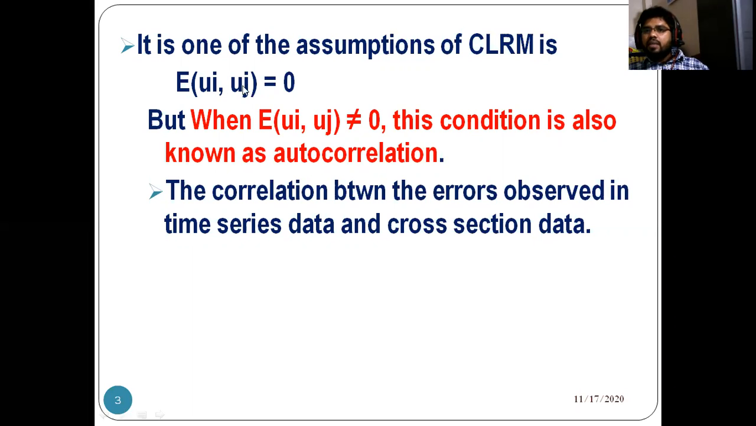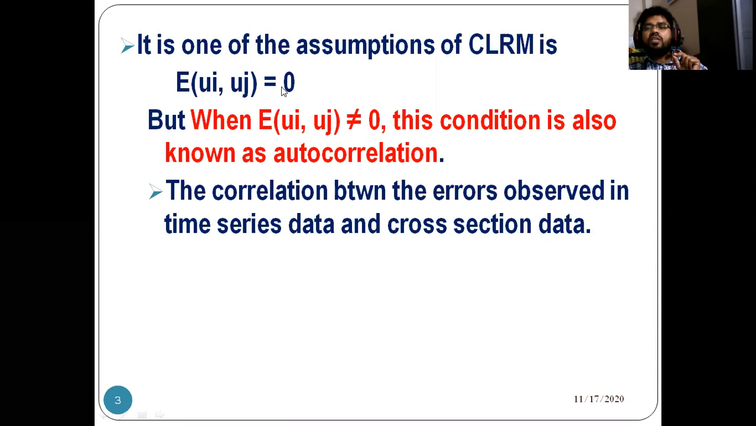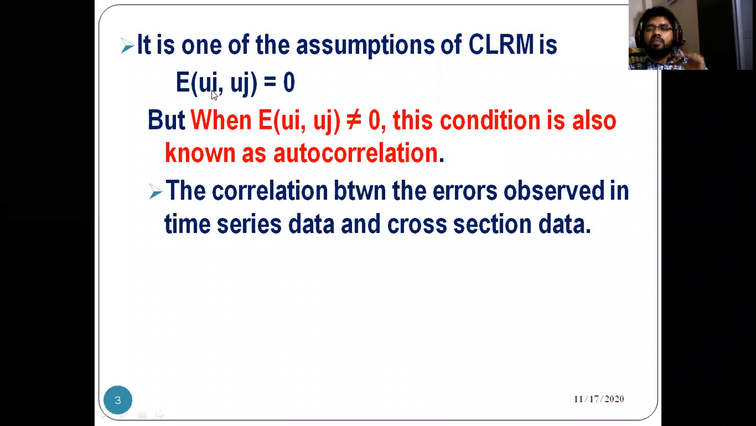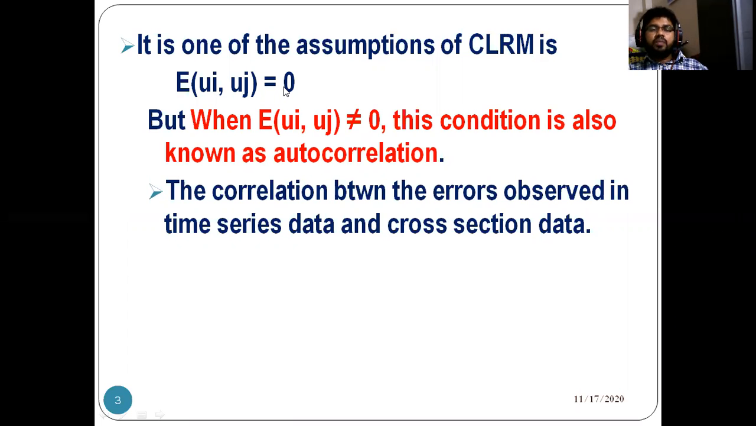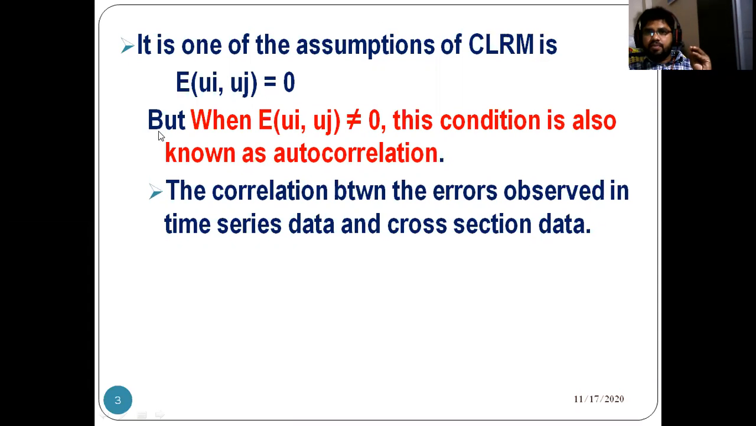So ui comma uj equal to 0 means there is no relationship between the present year error term and its successive error terms. There is no relationship between the two variables, present year error and previous year error term. If the correlation value is equal to 0, we can say there is no correlation between the particular variables. In econometric terminology we write expected ui comma uj is equal to 0. If you calculate the relationship between the two error terms and it is 0, you can say there is no autocorrelation problem. If expected ui and uj is not equal to 0, this condition is known as autocorrelation. If there is any correlation between these two, we say autocorrelation.